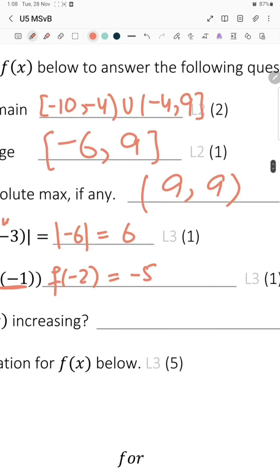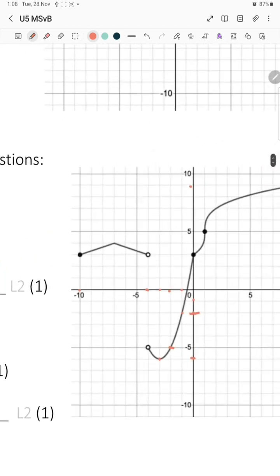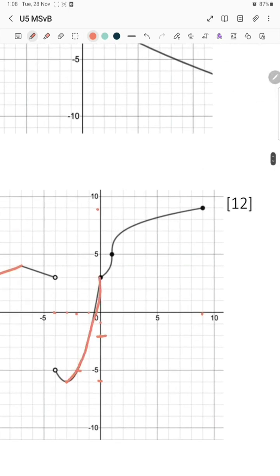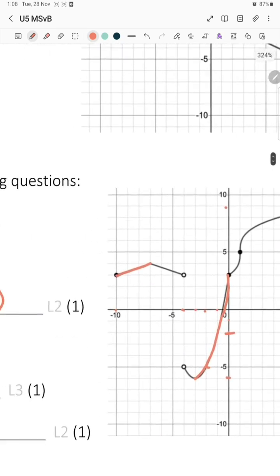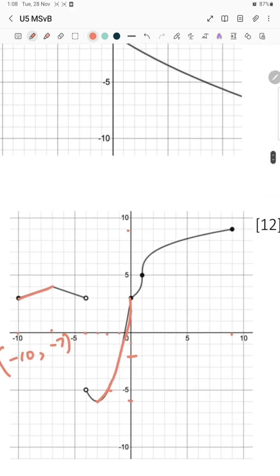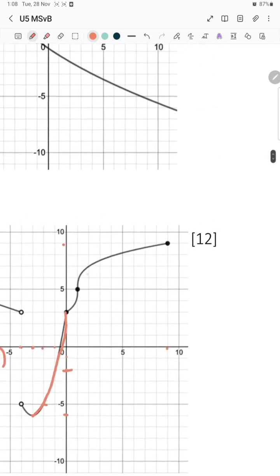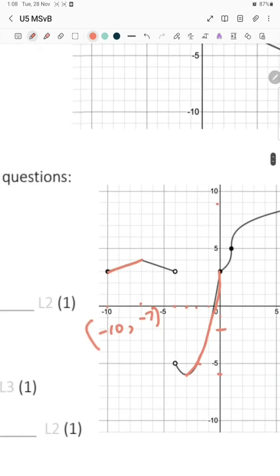Where is f of x increasing? So my mark with it increasing is from here to here. This is decreasing, and from here it is increasing. So it is increasing from minus 10 to minus 7, then minus 3 to 9.